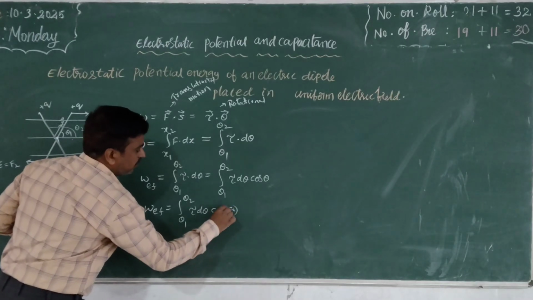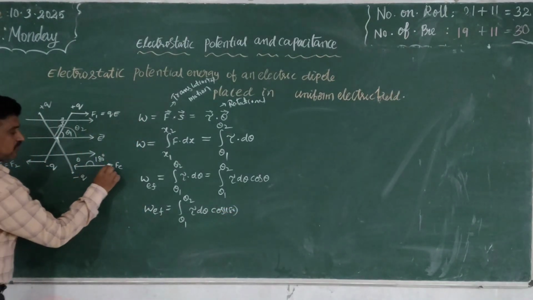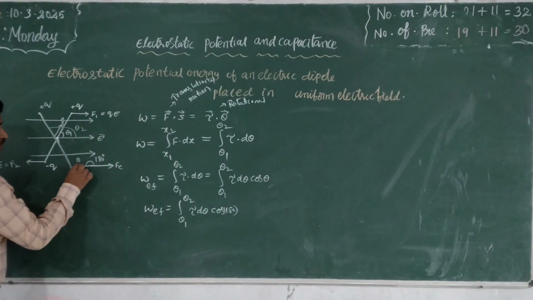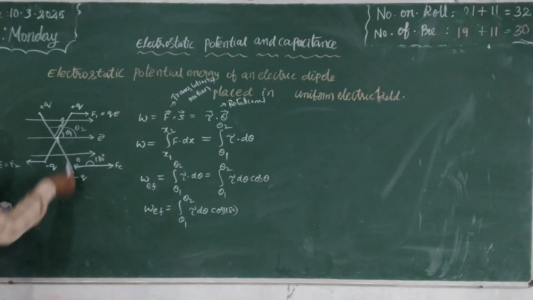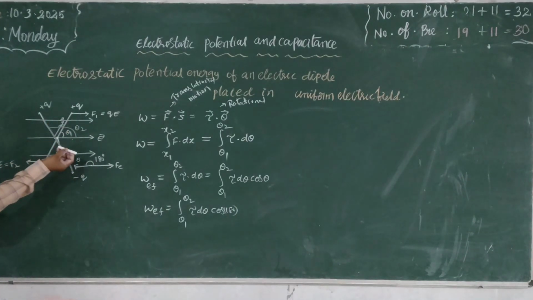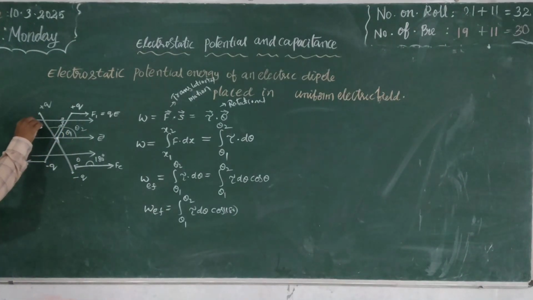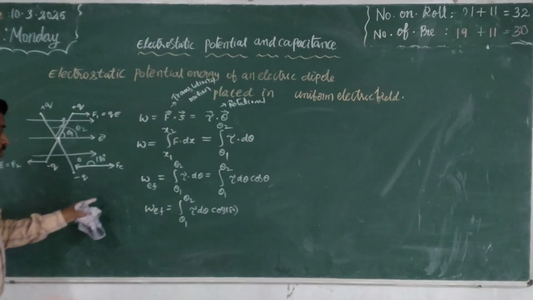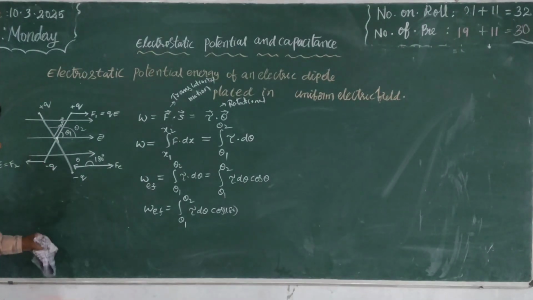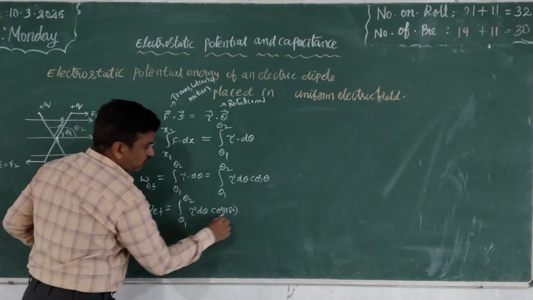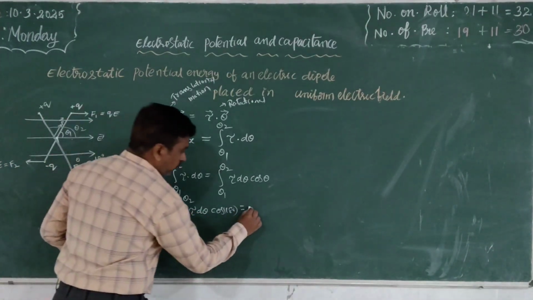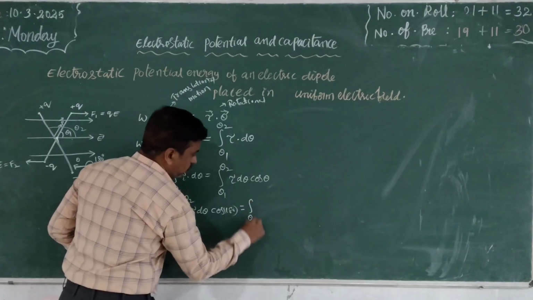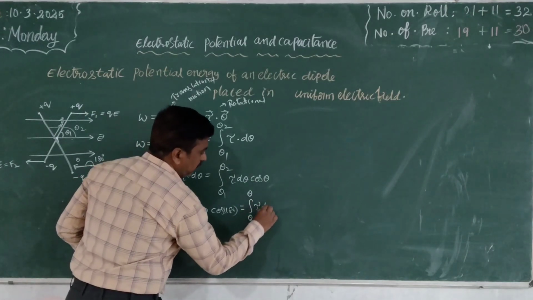Why are we taking cos 180? The electric force is in this direction, and the angular displacement is in the opposite direction. The force acts in this direction, while we are rotating anti-clockwise, with angular displacement from theta 1 to theta 2. So what is the angle between the force and the angular displacement? 180 degrees. Cos 180 is minus 1, so we can write the integral from theta 1 to theta 2 of tau d theta times minus 1.